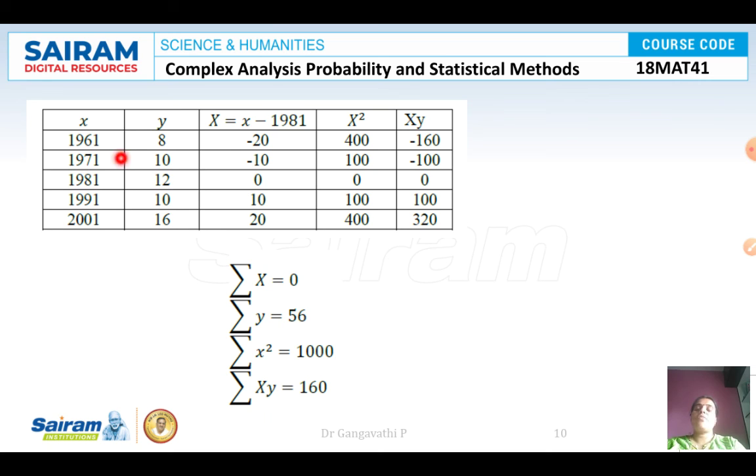So the given values of small x have been converted to capital X with this modification. The given values of y are 8, 10, 12, 10 and 16, so we have tabulated them. Now evaluate X square: 20 square is 400, 10 square is 100, 0, 100, 400. Now multiply capital X into Y, because we need that value in our normal equations. These are the values we get. For the formulas, we need summation X, summation Y, summation X square, and summation XY. These are the values we get.